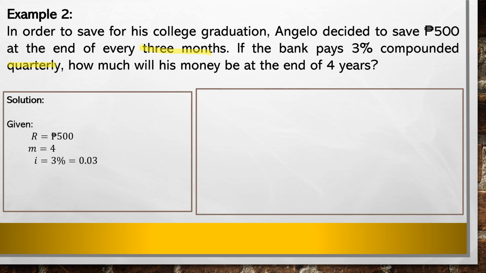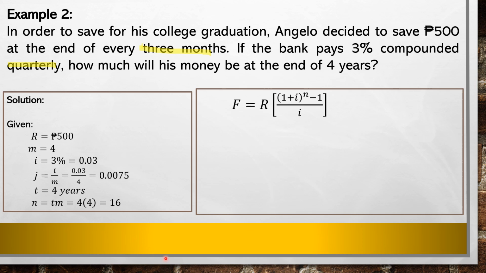Tingnan natin yung sa ating interest period. And then, I is equal to 3% or 0.03. Ang ating J is I over M. So, 0.03 divided by 4 is 0.0075. Ang ating T ay 4 years. At ang N natin is yung time natin, the 4 years times the conversion period 4. So, that is 16. Okay?